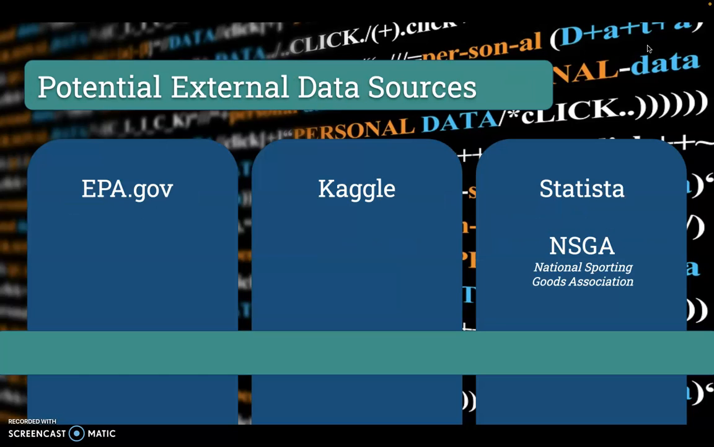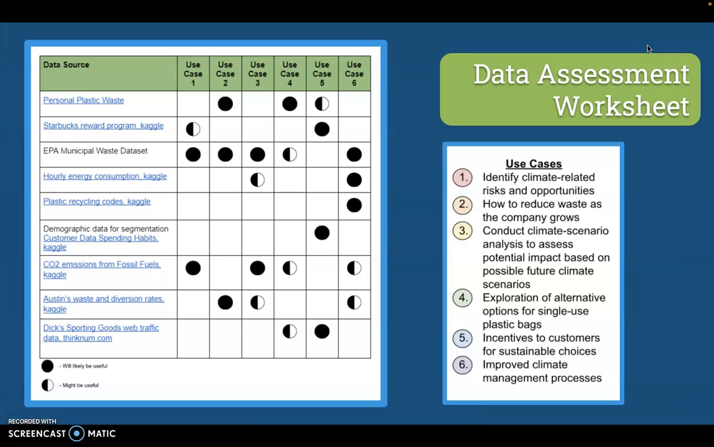And then potential external data sources. So a big one being EPA.gov, so Environmental Protection Agency. Kaggle, which is a very commonly used one. And then Statista. And then NSGA, so the National Sporting Goods Association. All of these are external to the company as a whole, but are very useful when looking at the environmental options or environmental tasks that we want to tackle.